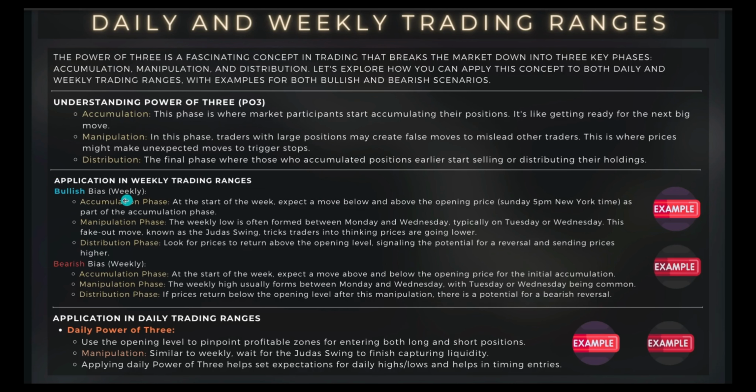So for bullish bias on the weekly, the accumulation phase: at the start of the week, expect a move below and above the opening price, which would be Sunday 5 p.m. New York time, as part of the accumulation phase. Now, something you should note is that in the accumulation phase, at the start of the week, sometimes price can move slightly above, or it'll just move below and accumulate under it.